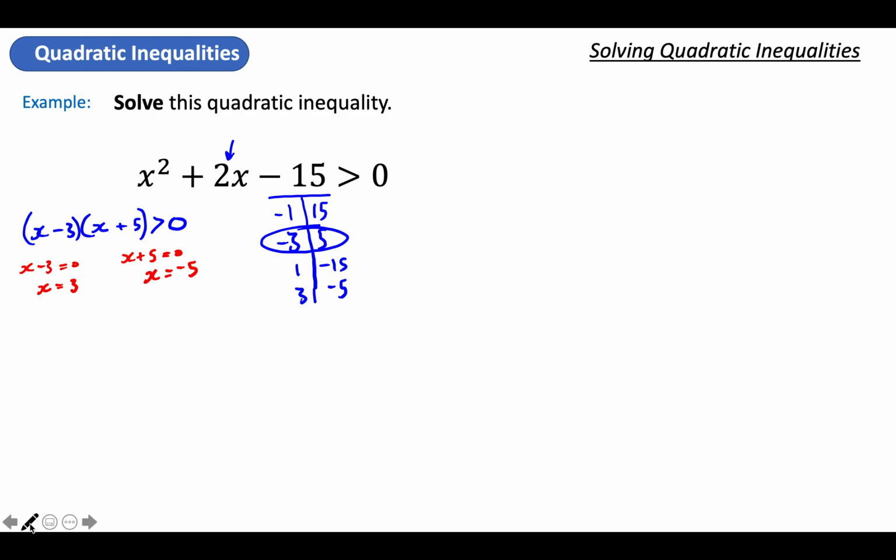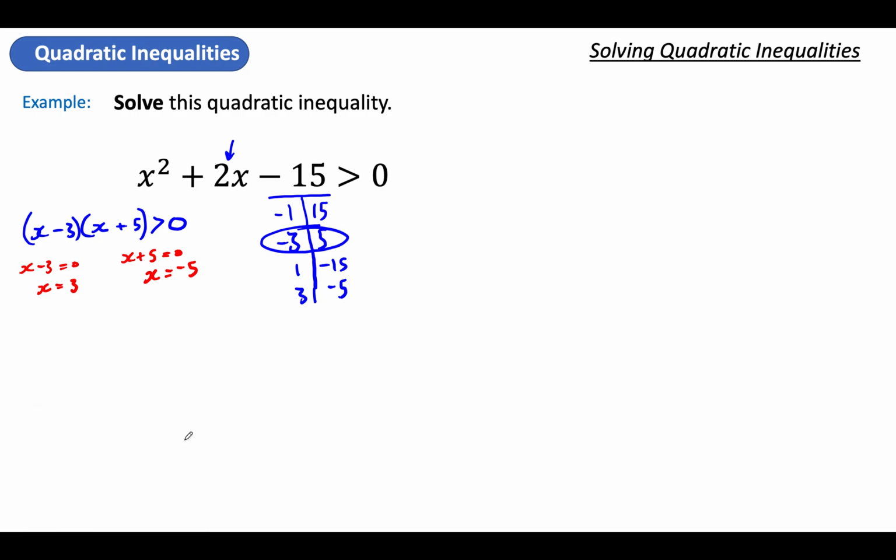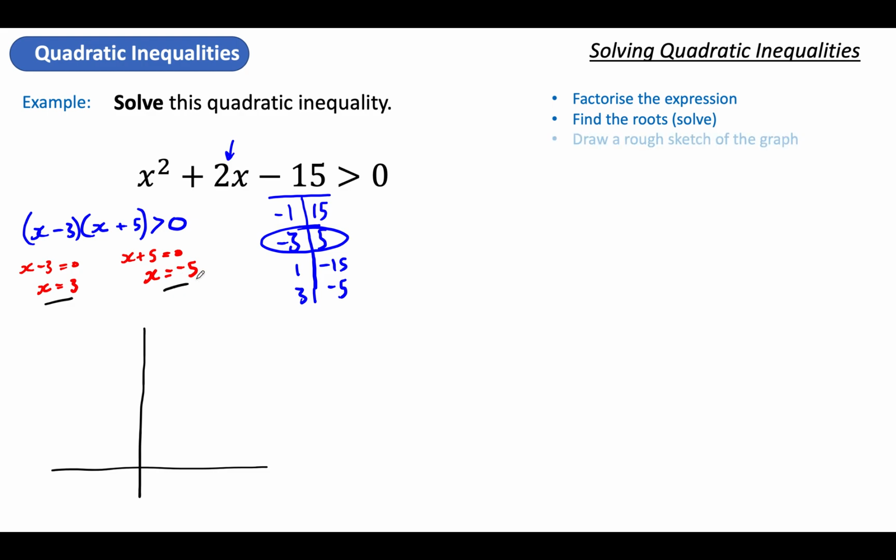Right. Now the best way to then do this is to actually just draw a small graph. Usually I would just sketch a little graph under here like this, but I'm going to show you for this first one, or first two maybe, exactly what the graph looks like. Oh, I forgot we had a little checklist. So the first thing is factorise the expression, find the roots, so basically solve it. Now these are my roots, the x plus 5 and x minus 3. And then draw a rough sketch of the graph. That's the point we're up to now.